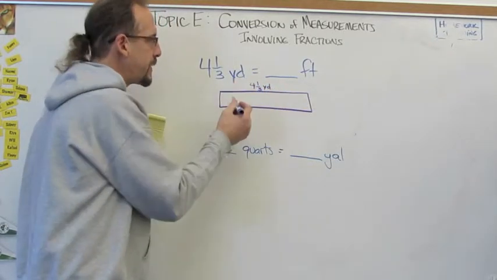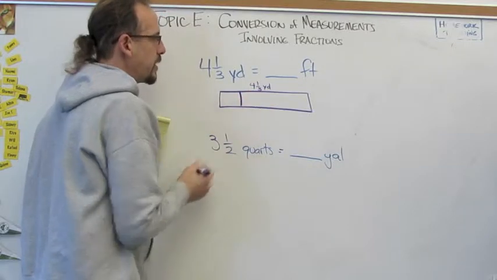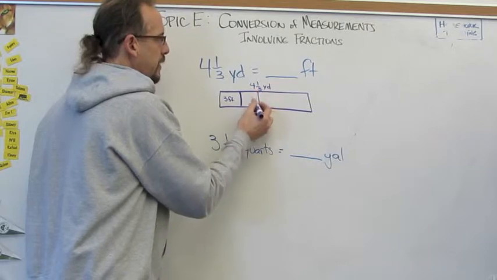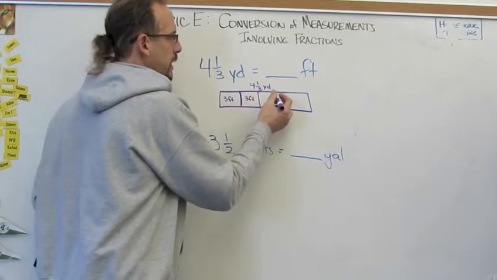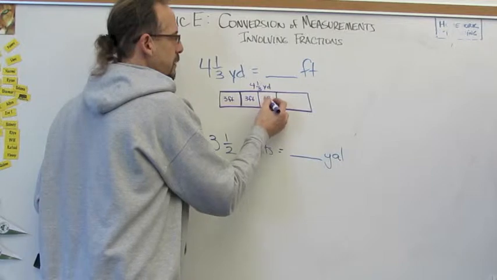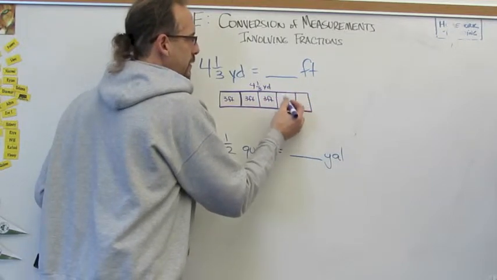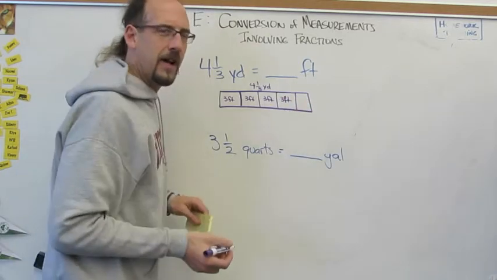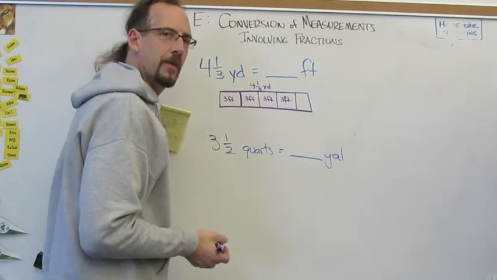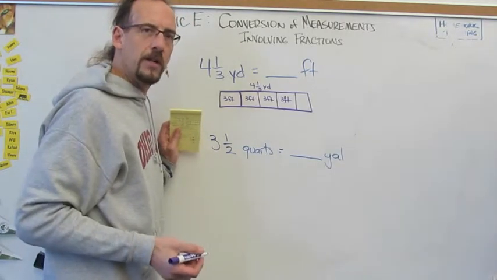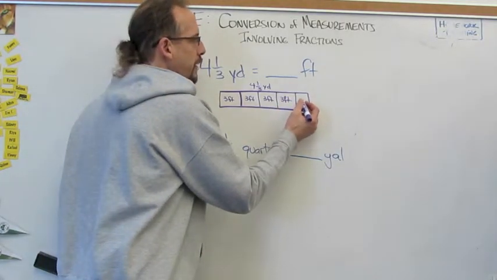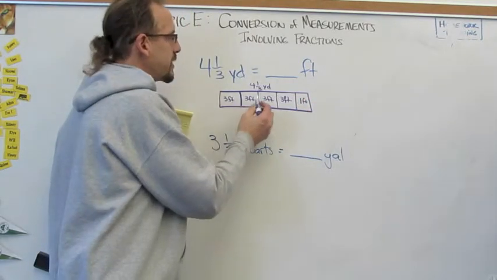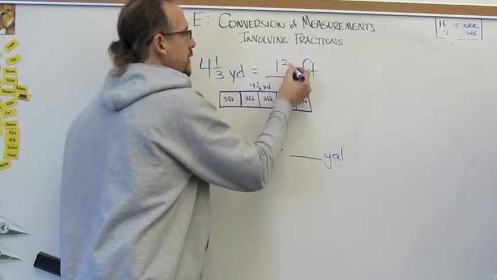And I'm thinking about feet, so I'm going to think about there's 1 yard, and that's going to be equal to 3 feet. And there's another yard, and that's going to be equal to 3 feet. And then I got another yard, and that's going to be equal to 3 feet. And yet another yard, there's my 4 yards. And then I got 1/3 of a yard, and I have to figure out what that 1/3 of a yard would be. And since there's 3 feet in 1 yard, I know that there would be 1 foot there. And I could figure it out that way and do 3, 6, 9, 12, 13 feet.